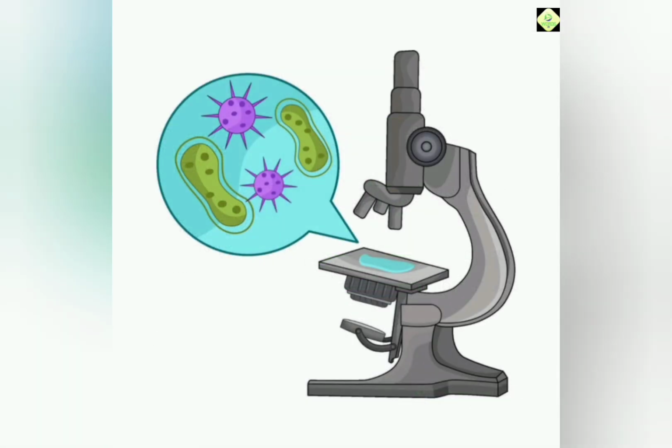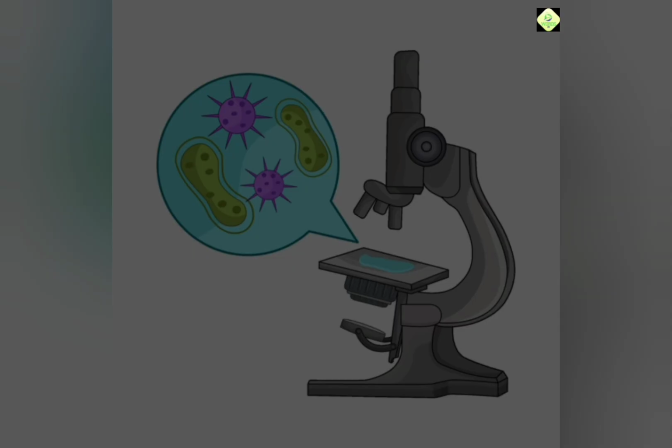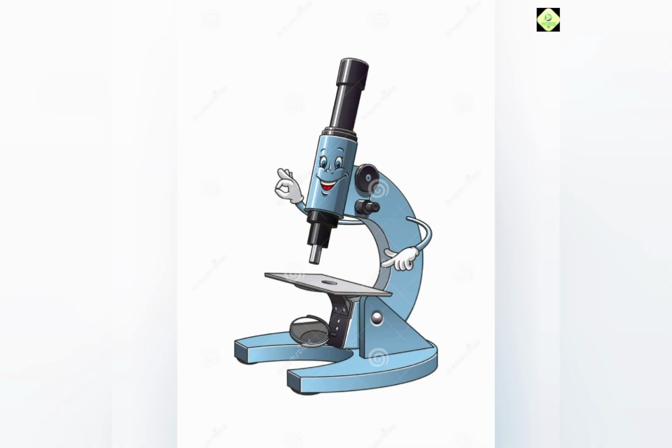Resolving power is the ability to distinguish two adjacent objects as separated and distinct images rather than as a blurred image, which depends on the wavelength of light, the numerical aperture of the condenser, and the numerical aperture of the objective lens.